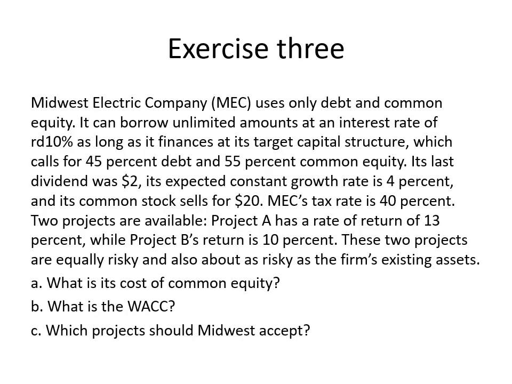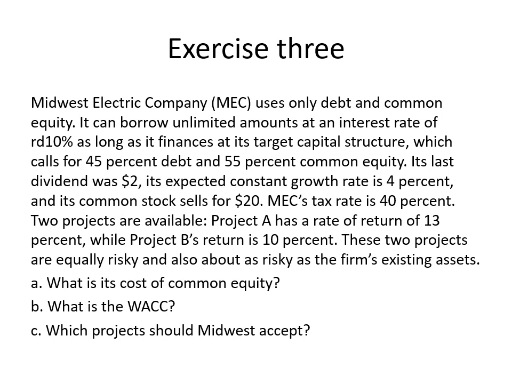This is a similar exercise, but here in this exercise, Midwest Electric Company uses only debt and common equity, which means here there is no preferred stock. So the capital structure will be formed from only two components: the debt, 45% its weight, and the equity, 55% its weight. The cost of common stock: the dividend will be $2. Its expected constant growth rate is 4%.